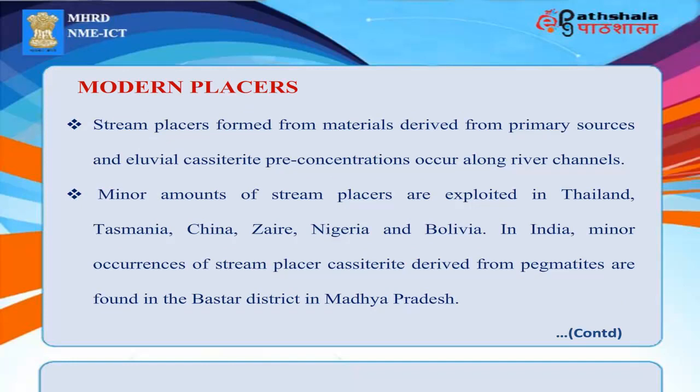Stream placers formed from materials derived from primary sources and alluvial cassiterite preconcentrations occur along river channels. Minor amounts of stream placers are exploited in Thailand, Tasmania, China, Zaire, Nigeria, and Bolivia. In India, minor occurrences of stream placer cassiterite derived from pegmatites are found in the Bastar district in Madhya Pradesh.